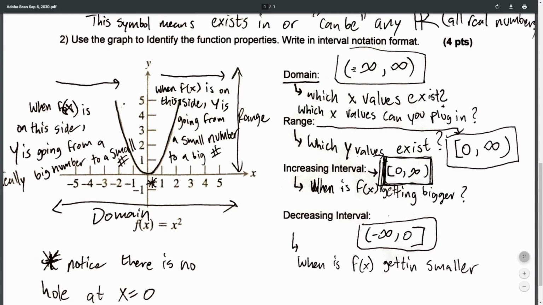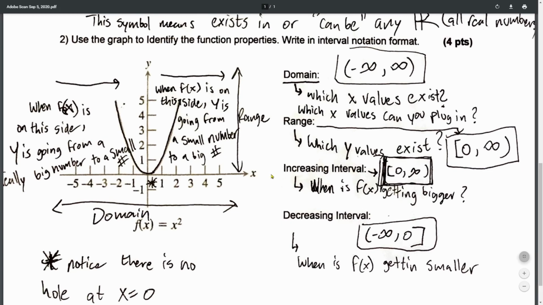You can't include infinity, so you would use a parentheses. Range, these are your y values. So you can see the lowest y value starts at y equals 0 and it goes up to positive infinity. You can include 0. There is no hole at 0, so you would use bracket 0 to infinity, close parentheses.